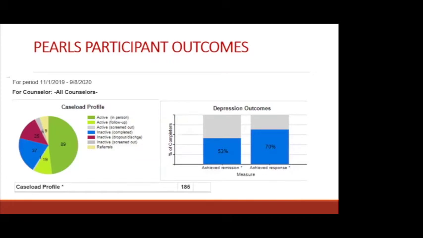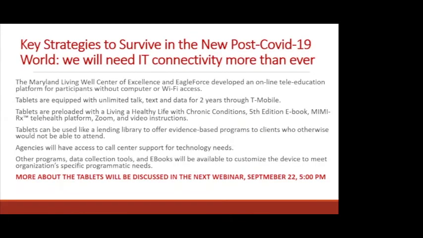Pearls. And as we know, this data is from November of 2019 to 9/8/2020. So you can see we put across 185 cases across the state. And as you can see, we got a total remission of depressive symptoms of a little over half, and the ones that achieved a response with an improved PHQ-9 is about 70%.